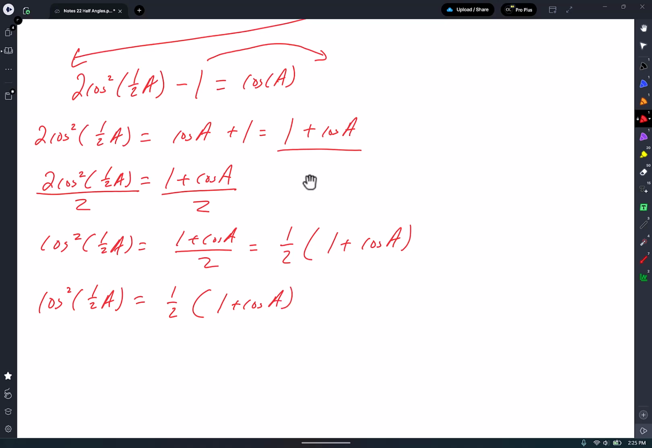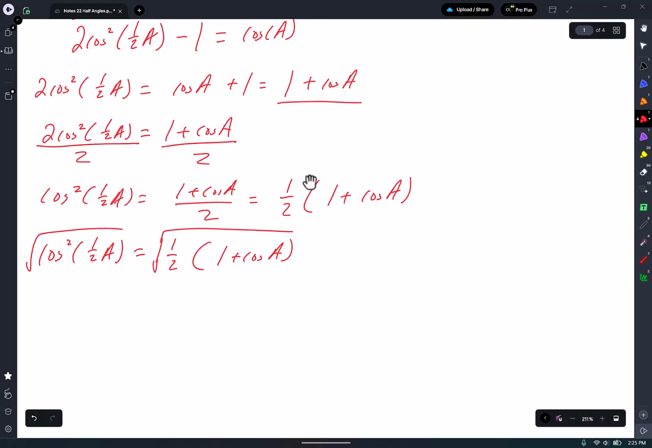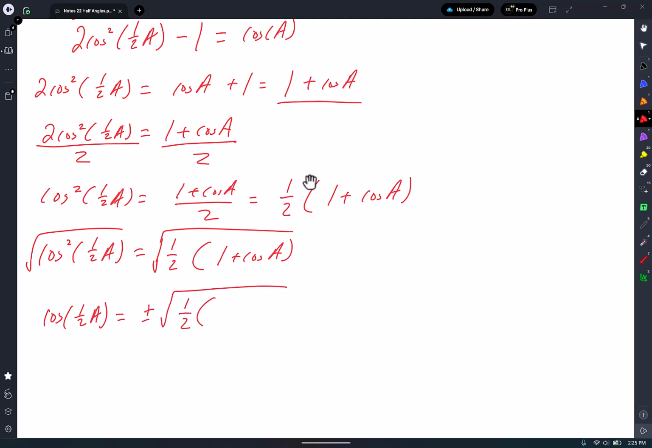We're so close, guys. I have cosine squared. How do I make it cosine? Square root it. Whatever you do to one side, you do to the other. So here we go. Cosine half A equals plus minus square root 1 half parenthesis 1 plus cosine A. And there it is. That's your first formula for the half angles.